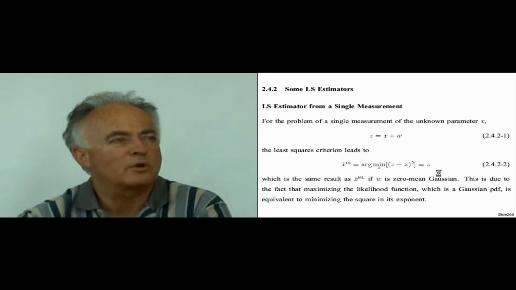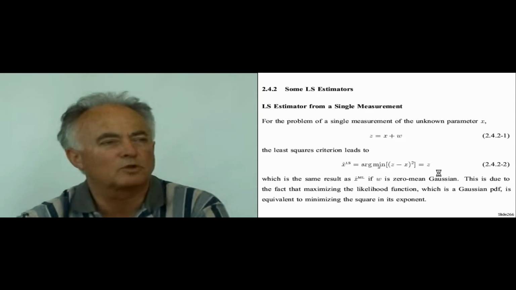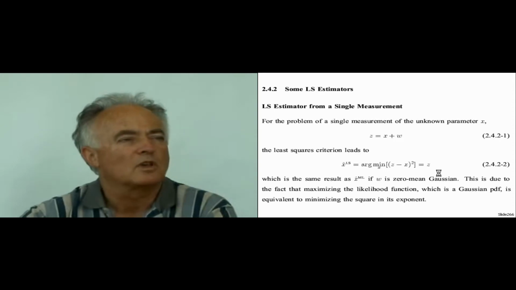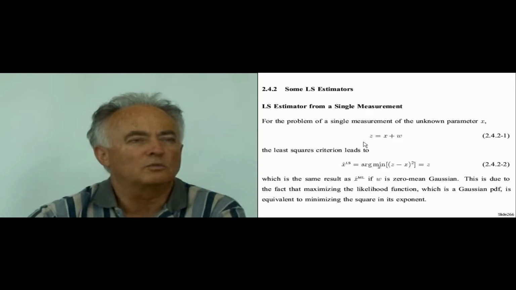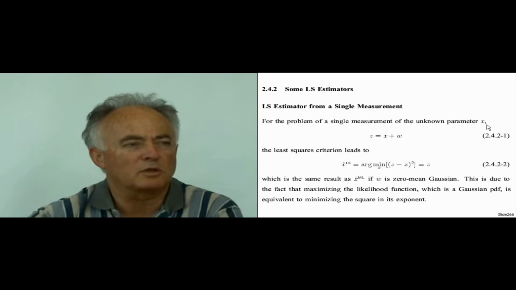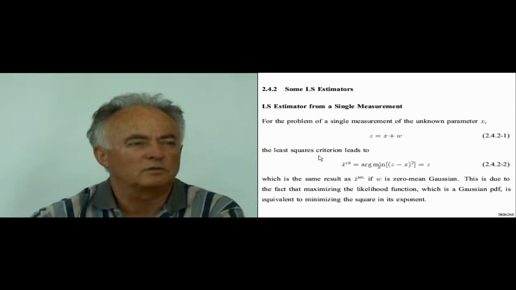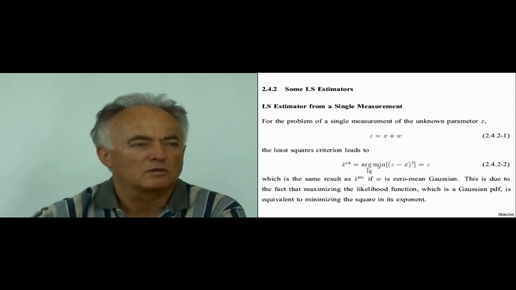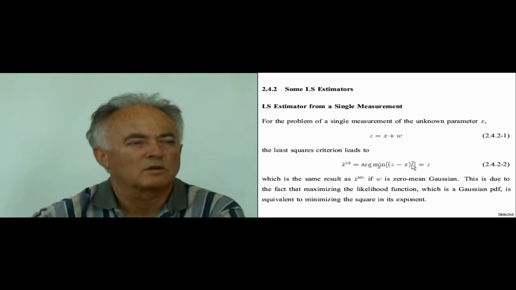Now, some examples of least squares estimators. Let's take the simplest case, just one measurement first. Single measurement, unknown parameter x. This measurement is z equal x plus w. The least squares criterion says minimize the square of z minus x, and the resulting argument is the x hat LS. Obviously the best value to be chosen for x is z.